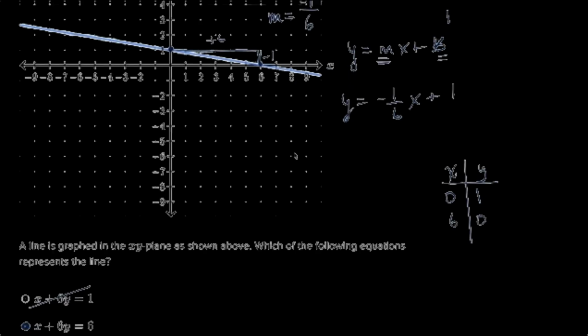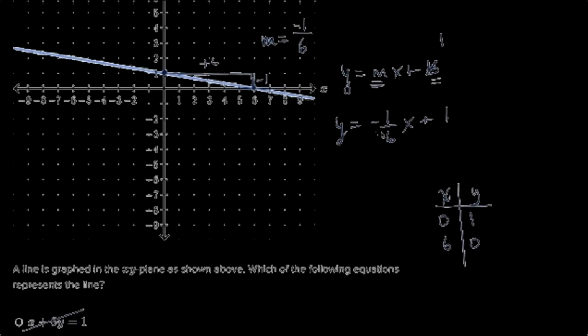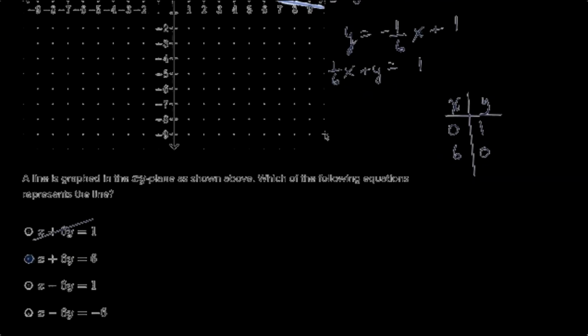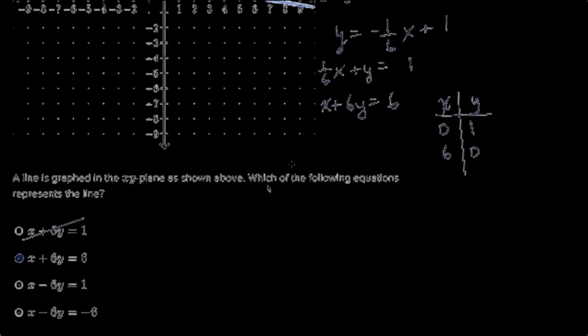And then we could convert to the forms that we have here. We could add 1/6 x to both sides, and you're going to get 1/6 x plus y is equal to 1. And that's not quite what we have here, since all the coefficients on x are just 1. So we could multiply both sides of this by 6, and we would get x plus 6y is equal to 6, which is exactly the choice that we picked.